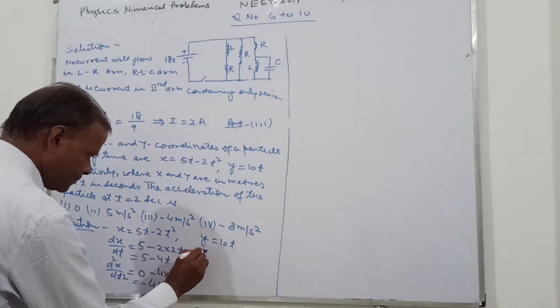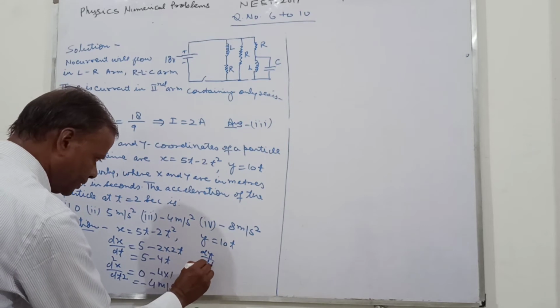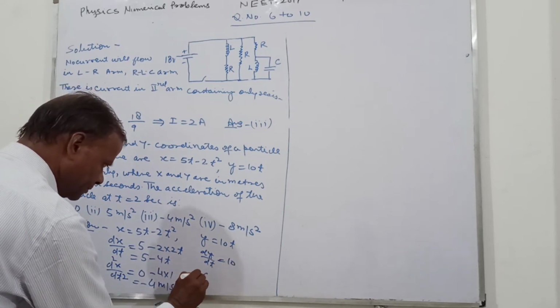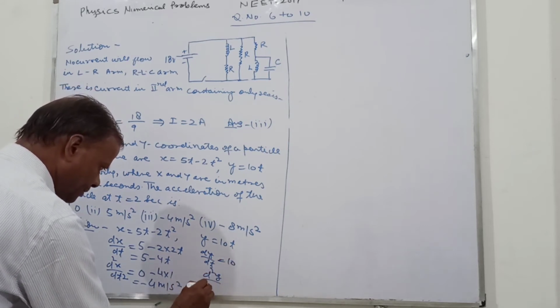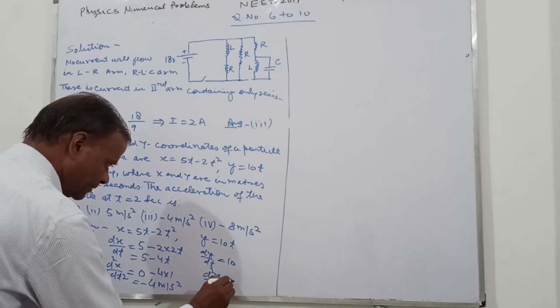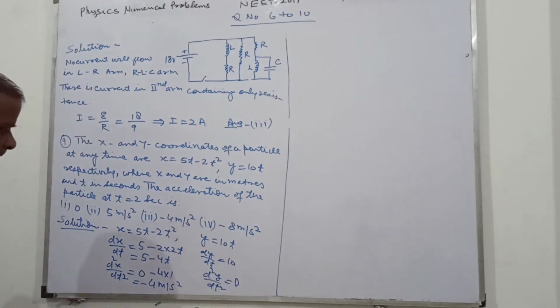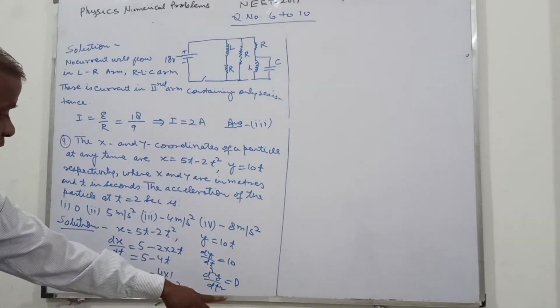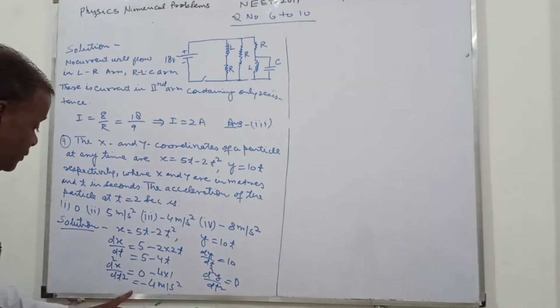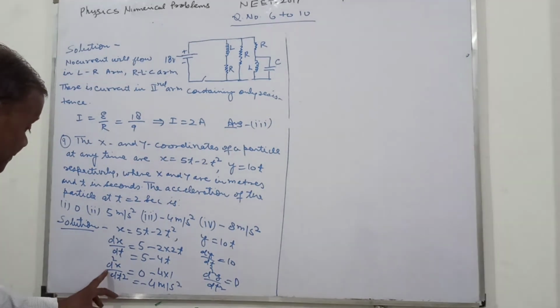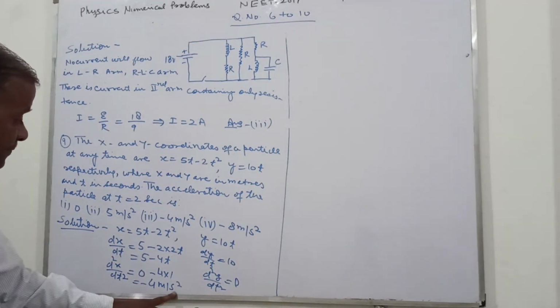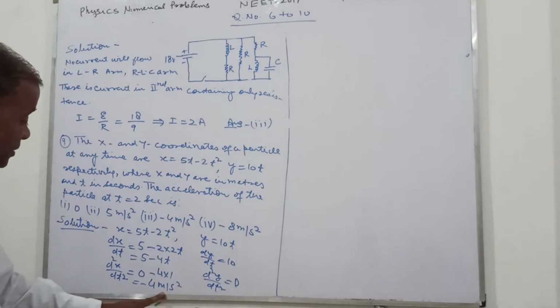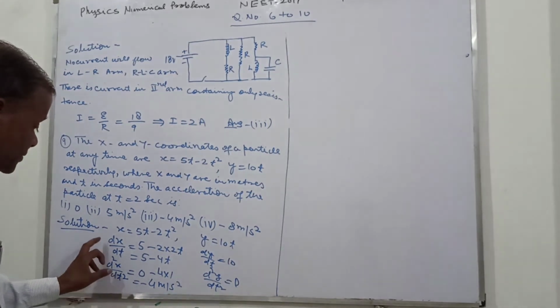Now here dy upon dt is equal to 10, and d2y upon dt square is equal to 0. So the second derivative of y is equal to 0, so this is not taken into account. And the second derivative of x is minus 4 meter per second square. So now only acceleration is because of this x.